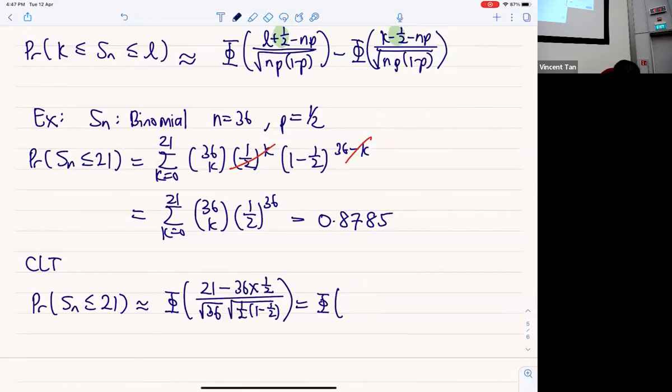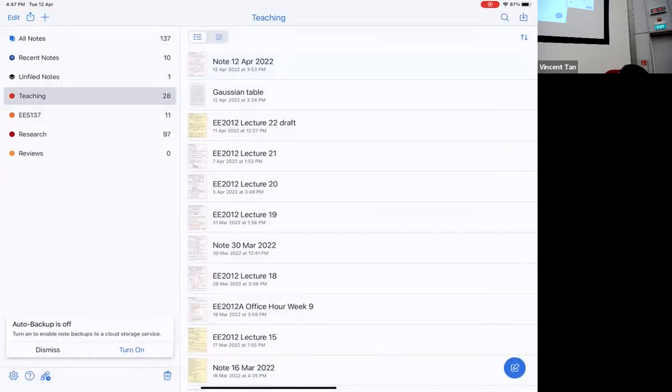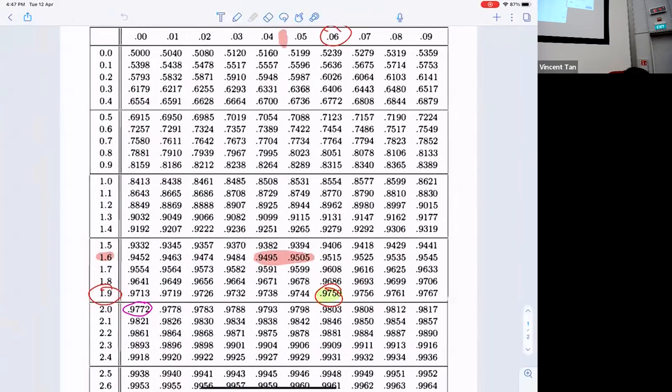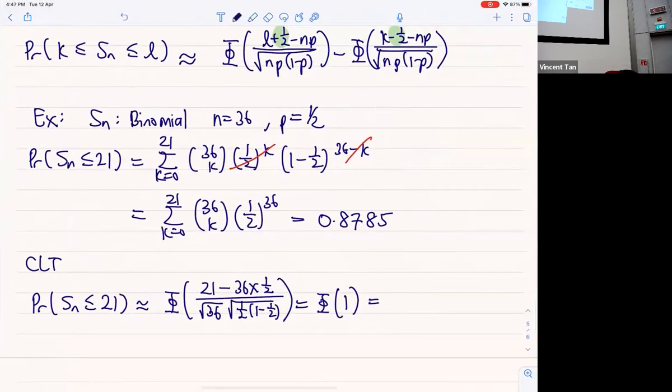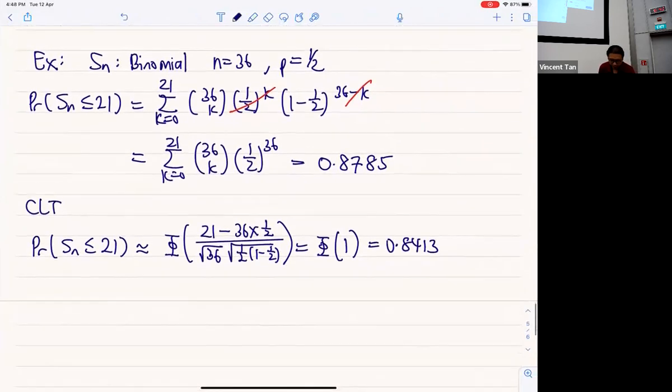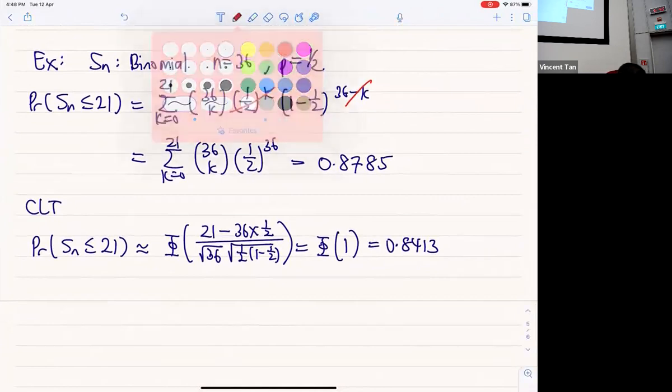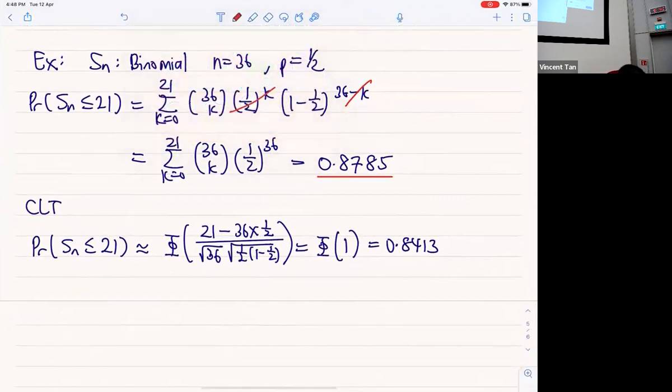Sorry, I'm doing this a little bit fast, but this is all calculation. So phi of 1, again, we can refer to our table. What is phi of 1? We notice that this is 0.8413, okay? So as you can see, not bad, but not so good, because we are about 4% off. The central limit theorem is 4% off from the exact value.